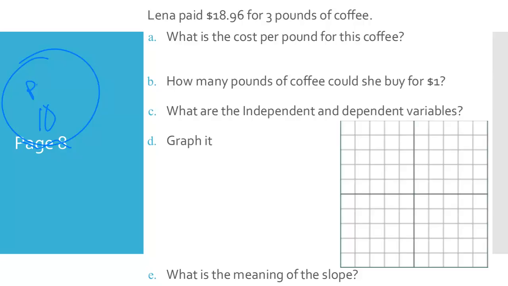Lena paid $18.96 for 3 pounds of coffee. What would be the cost per 1 pound for the coffee? How many pounds would she be able to get for only $1? What are the independent and dependent variables? Actually, just do A through C. Don't worry about D. Don't do D. A through C.